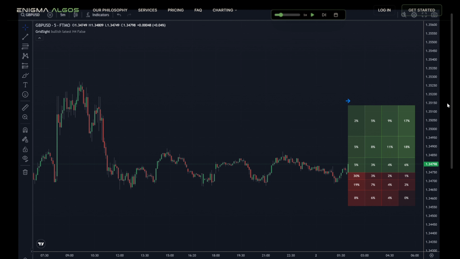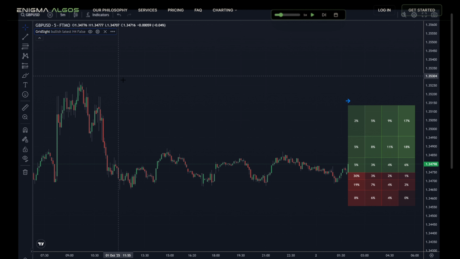Hello everyone, this is a quick demo on how to use our GridSight indicator without any prior bias. Before we get into this, if you haven't watched our introduction to GridSight video, I would highly recommend you watch that video first because we go over many important terms and concepts that would be very useful for this video. But moving on, in our intro video we explained that GridSight supports probabilities for both bullish and bearish scenarios.